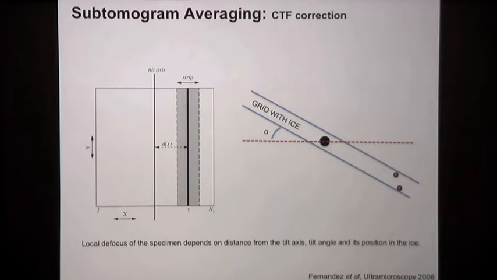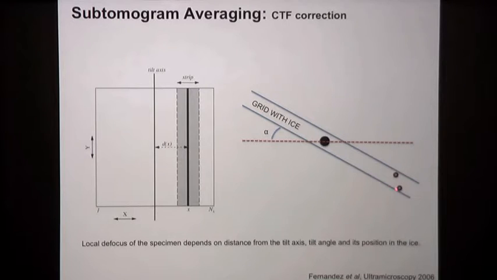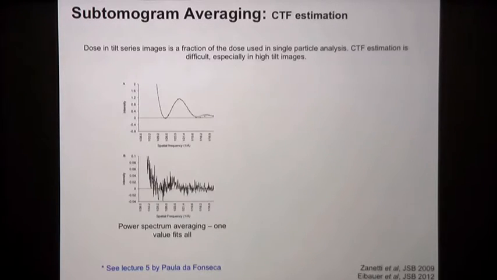CTF correction is slightly more complicated for tilted data, and the defocus of a specimen depends on the tilt angle. It depends on the distance of the specimen from the tilt axis, and also depends on the position of the specimen in the ice. So let's assume this is a tilted grid. A specimen which is closer to the tilt axis would have a different height than a specimen which is farther away from the tilt axis, and this of course needs to be considered while doing the CTF correction. And the same thing applies for samples which are in different positions in the ice. So we have to take that into account while doing CTF correction.